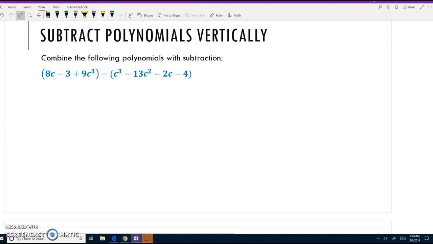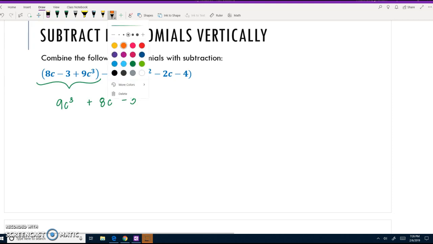And then you can imagine we did addition vertically. We're also going to do subtraction vertically. So if we go to write these expressions out in standard form, my first one, I'm going to write this 9c cubed out in front. I'm going to leave a little bit of space just because I don't have a quadratic term here. So I'll have plus 8c and then minus 3. So that's that in standard form.